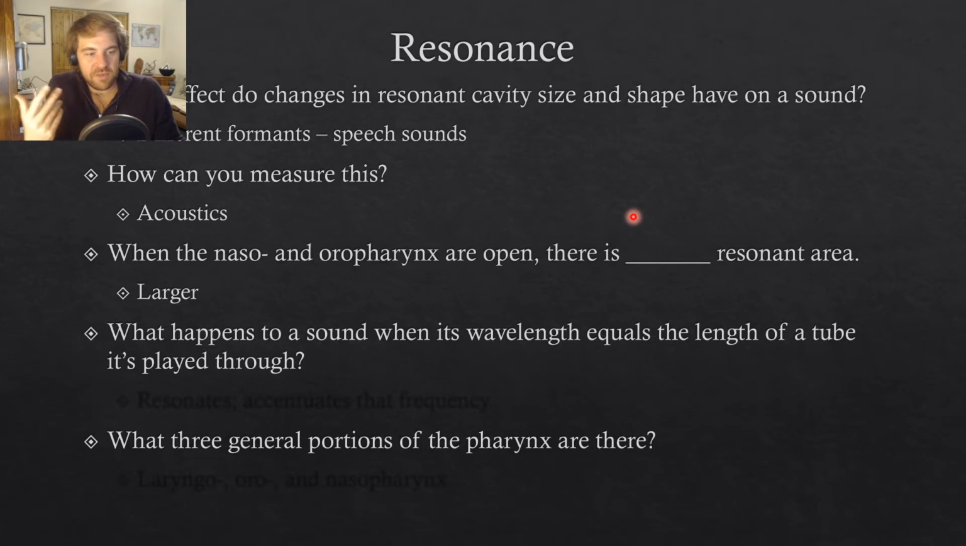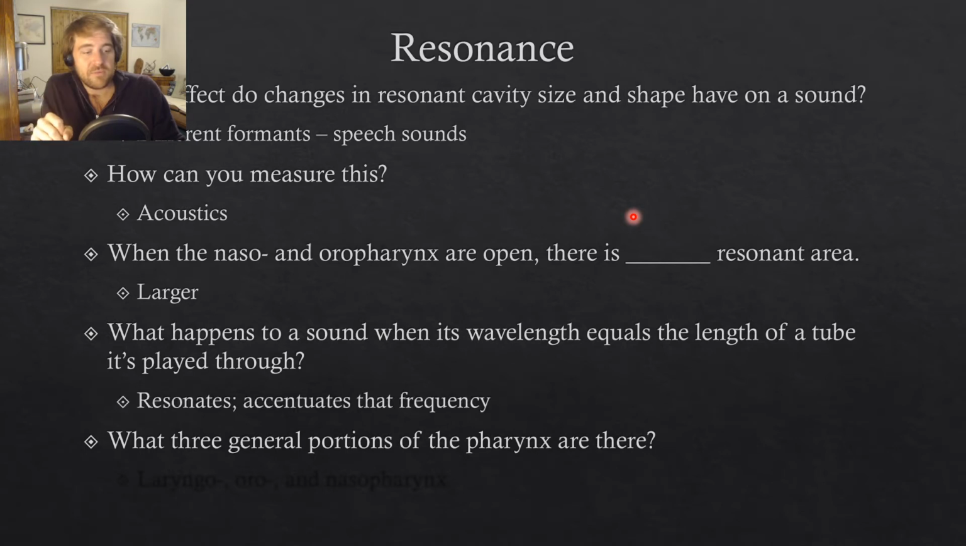Okay, so what happens to a sound when its wavelength equals the length of a tube it's played through? This is one of the first things we talked about in this section of class. Well, it resonates, right? So if the wavelength is equal to the length of a tube it's played through, it's going to resonate, which means it's going to accentuate that frequency. That's going to become a formant, basically.